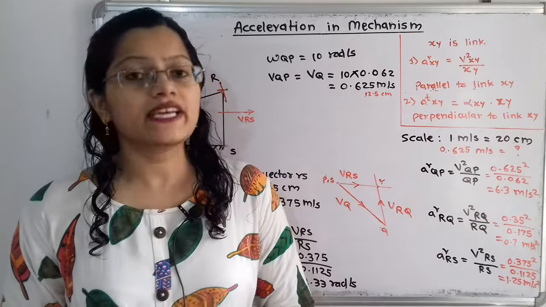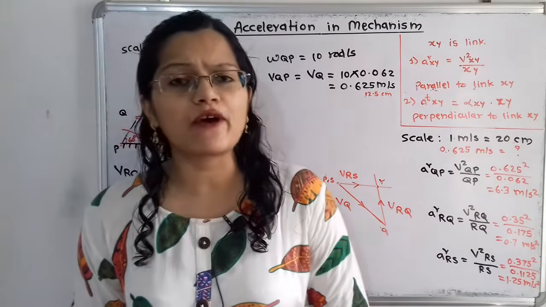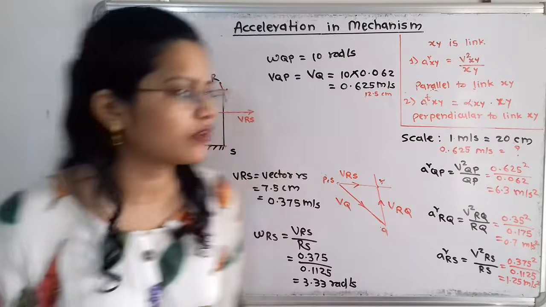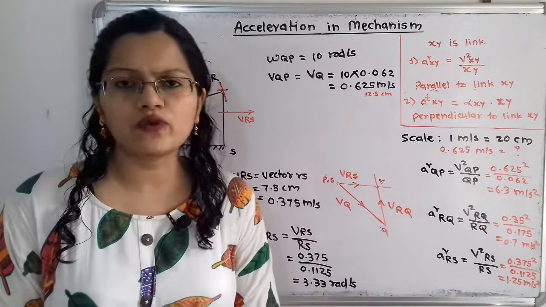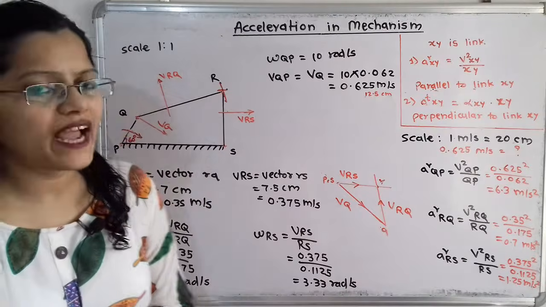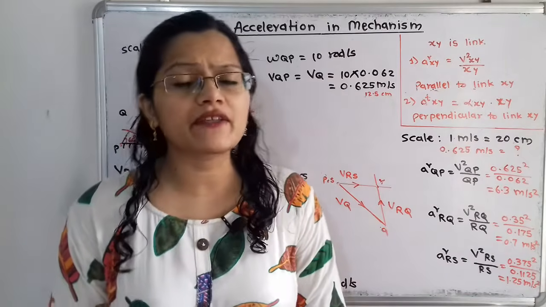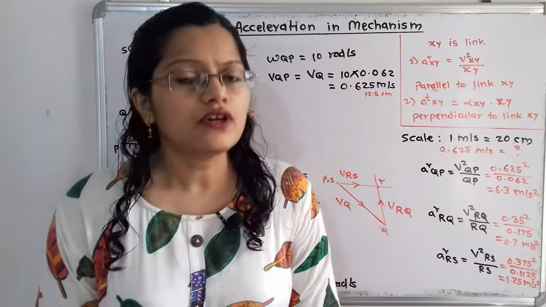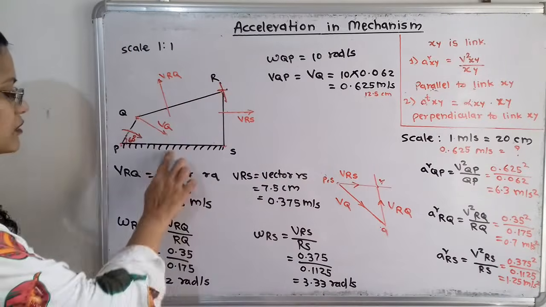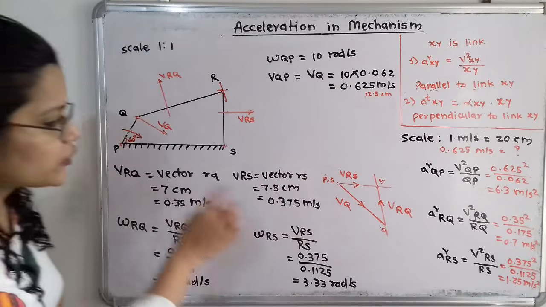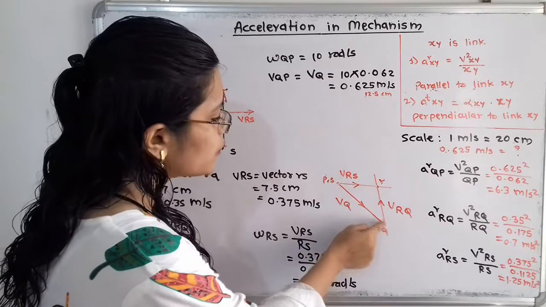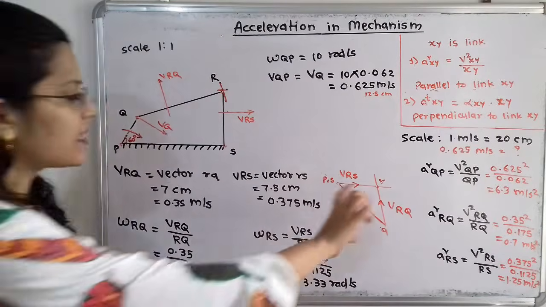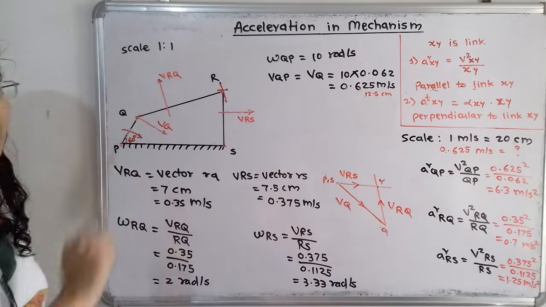Now we will move to the calculation part. So here we have to find out what is the angular velocity for this link QR and this link RS. So how to find that? Before that we first have to calculate the linear velocity for these links. So how to calculate the linear velocity? Velocity of RQ. If I observe here, we have to measure this vector Q to R. So what is its length? Its length is 7 centimeter.